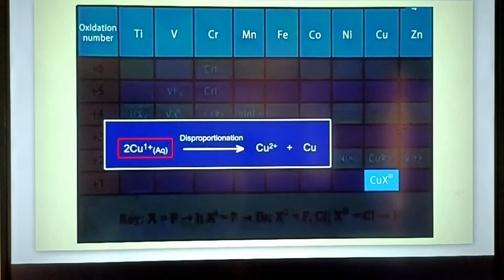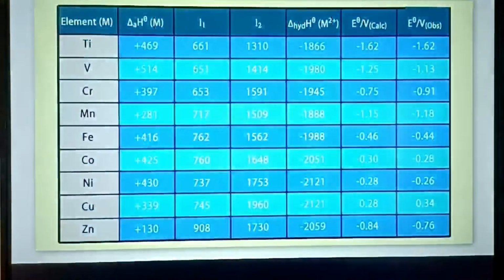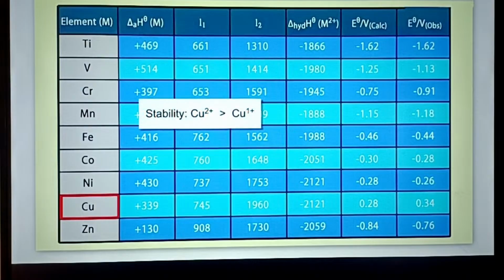Copper(I) compounds, being unstable, react in solutions and undergo disproportionation to give stable cupric ion and copper, according to the equations shown here. The stability of Cu2+ ions is due to the higher negative hydration enthalpy of cupric ion than cuprous ion, which more than compensates for the second ionization enthalpy of copper.